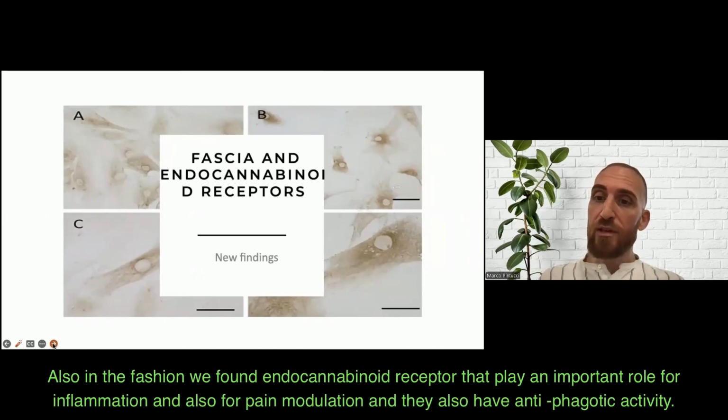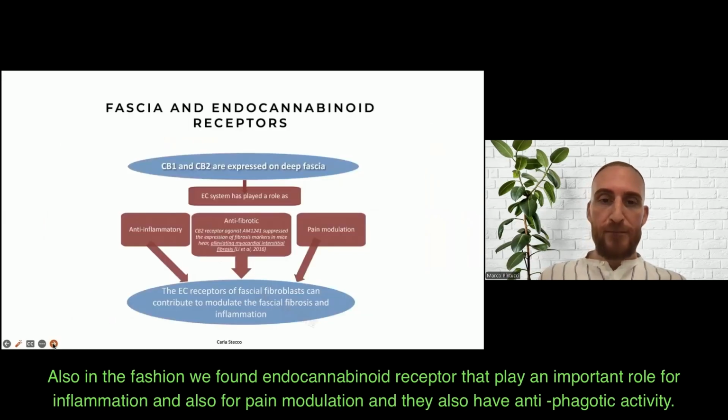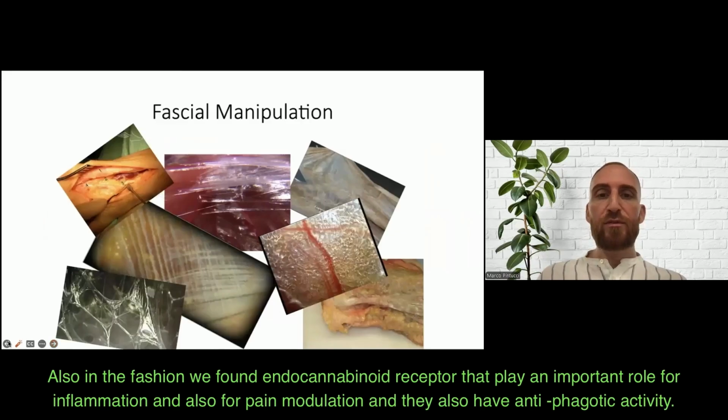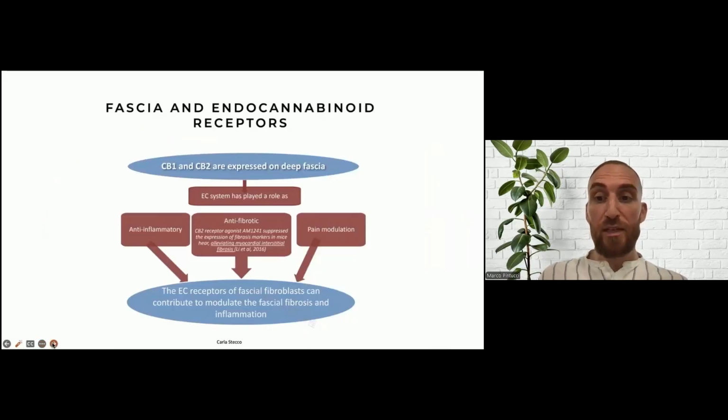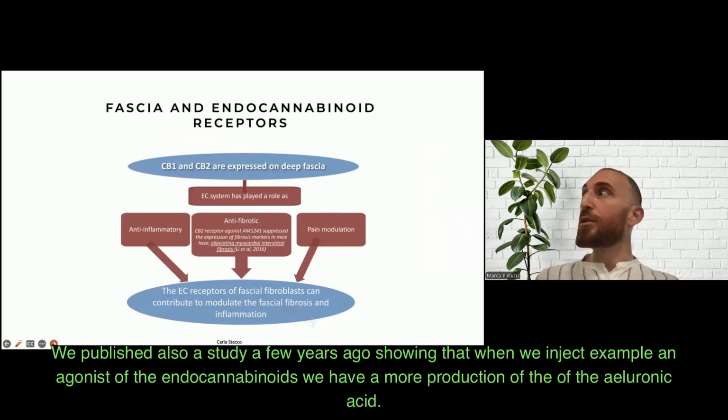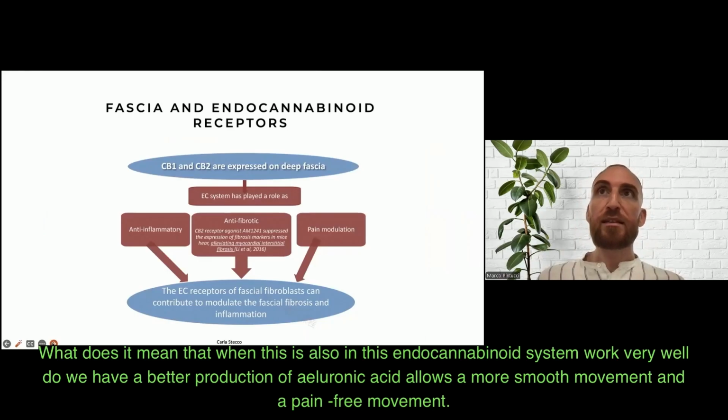Also in the fascia, we found endocannabinoid receptors that play a very important role for inflammation, and also for pain modulation, and they also have anti-fibrotic activity. We published also a study a few years ago showing that when we inject, for example, an agonist of the endocannabinoids, we have more production of hyaluronic acid. What does it mean? That when this endocannabinoid system works very well, we have a better production of hyaluronic acid, allowing also a smoother movement and a pain-free movement.